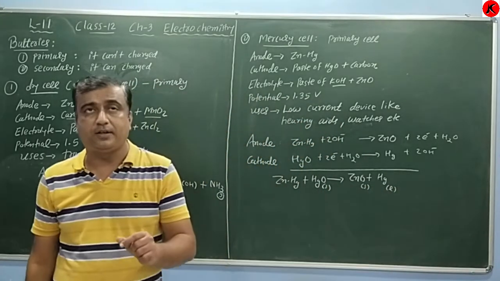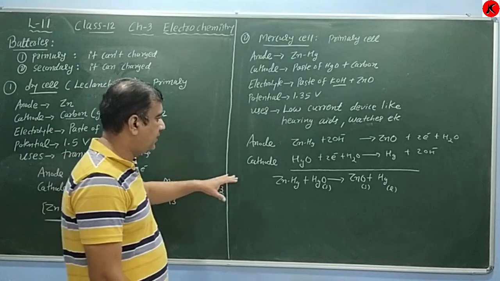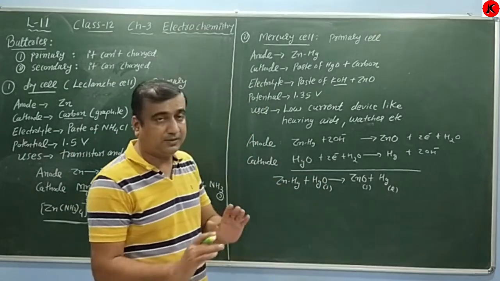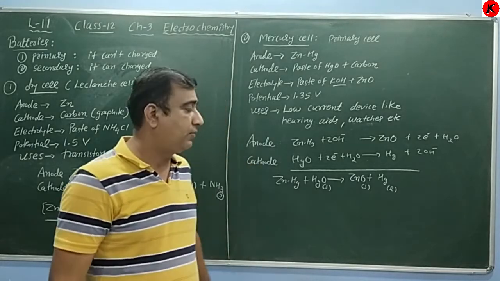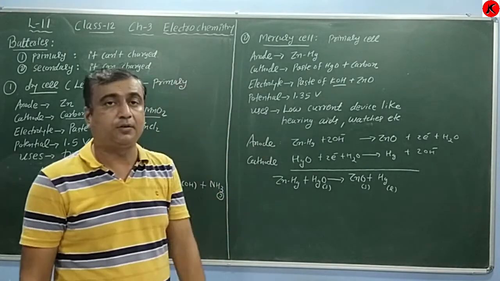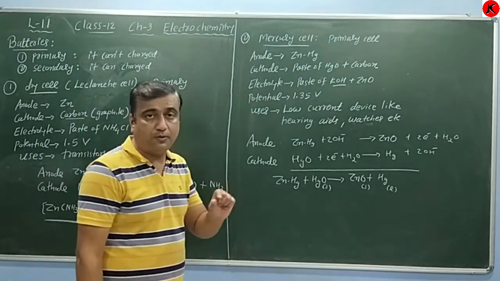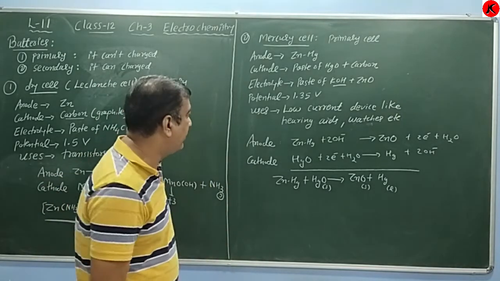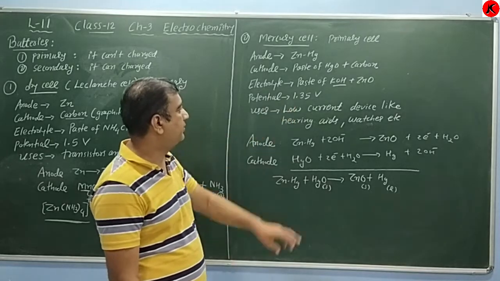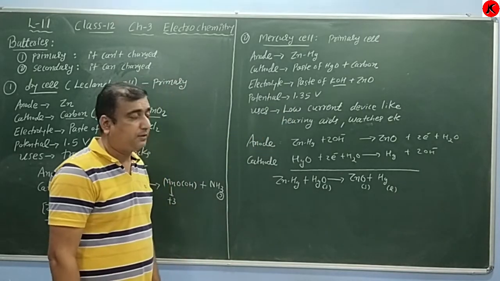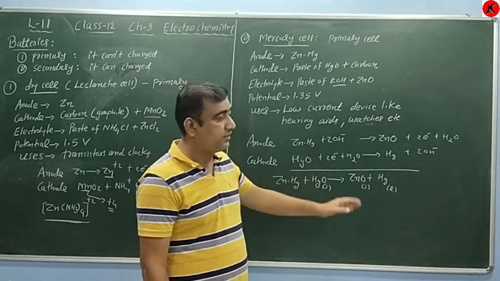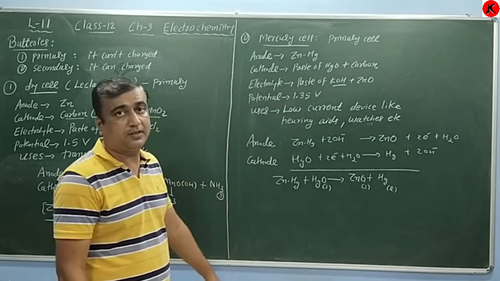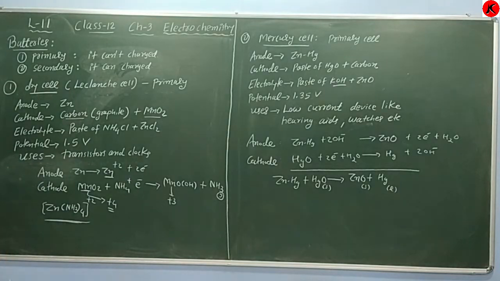That means during the cell reaction, there is no formation of ions. No ion is formed, that means there is no problem of decreasing concentration of ions. That means during its life period, it gives a constant voltage of 1.35 volt. Again, this reaction cannot be reversed. Therefore, this cell is known as a primary cell.